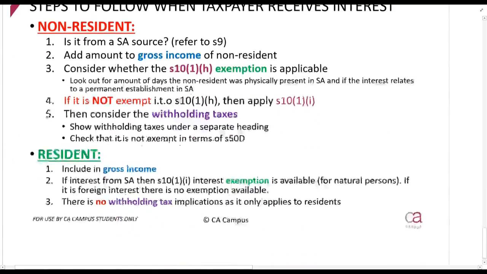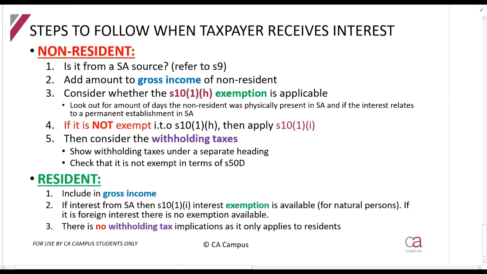So guys, I've given you some steps to follow here. It's exactly what we just went through, and please use that when you are working through your lecture examples.